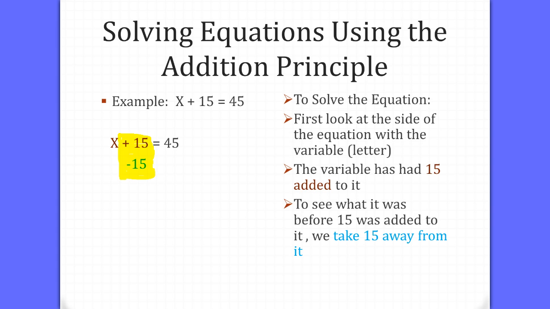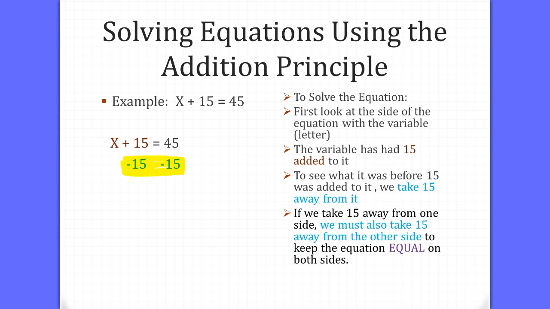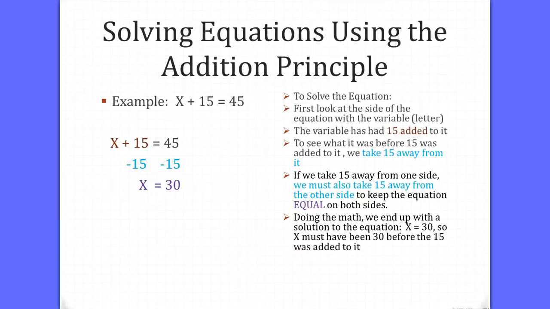To see what it was before 15 was added to it, we take away 15 from that side. If we take 15 away from one side, we must also take 15 away from the other side to keep the equation equal or balanced on both sides. Doing the math, we end up with a solution to the equation: x equals 30. So x must have been 30 before the 15 was added to it.